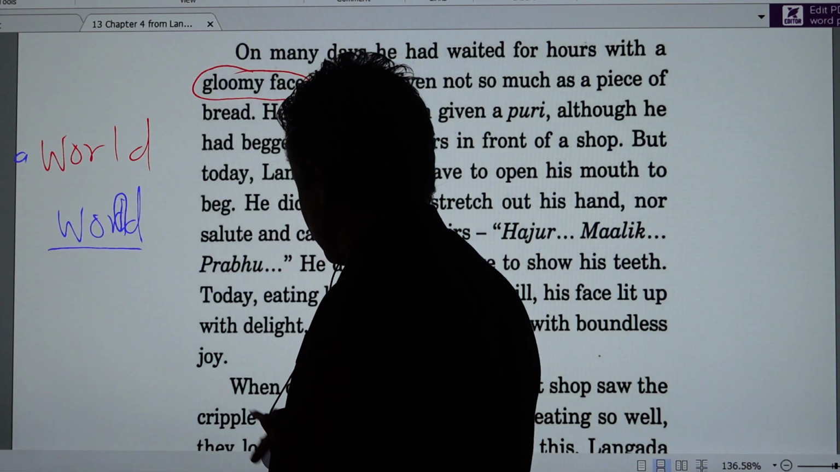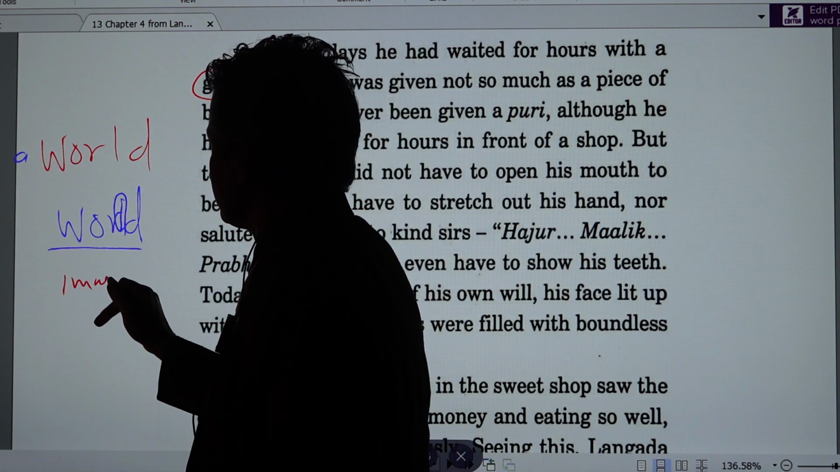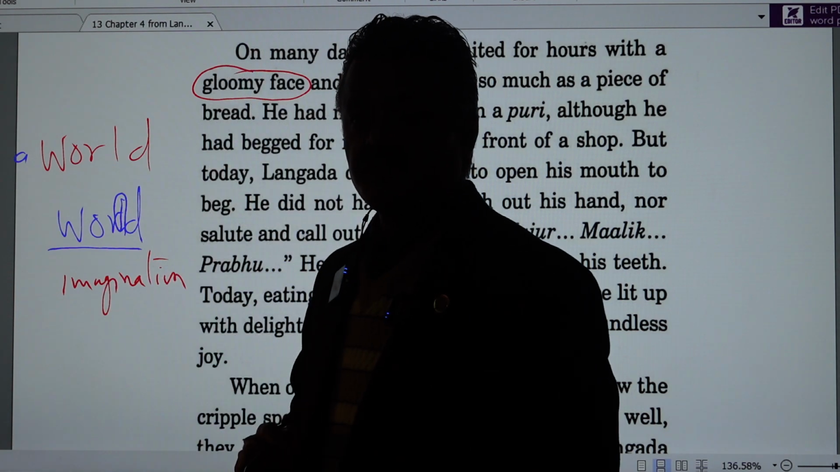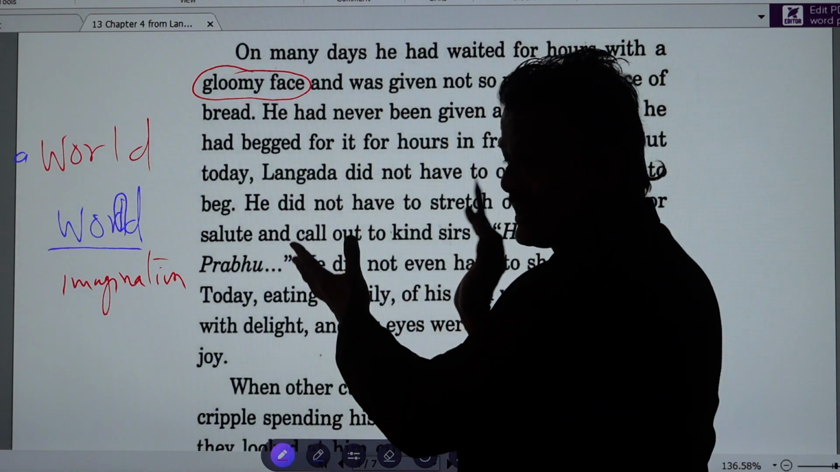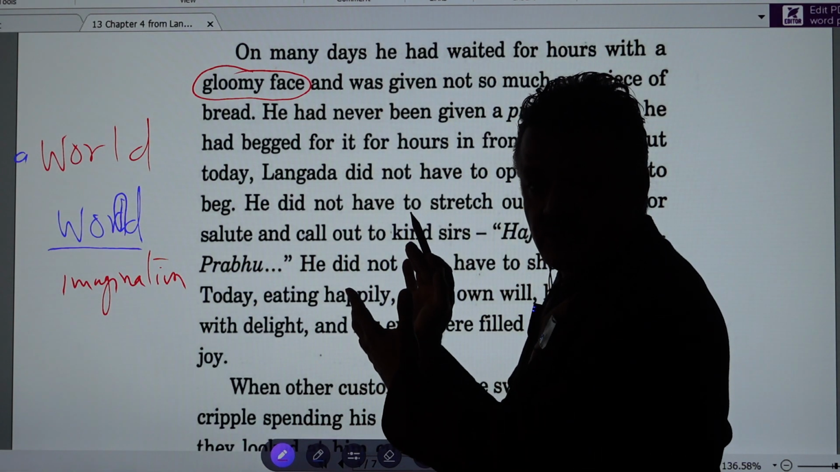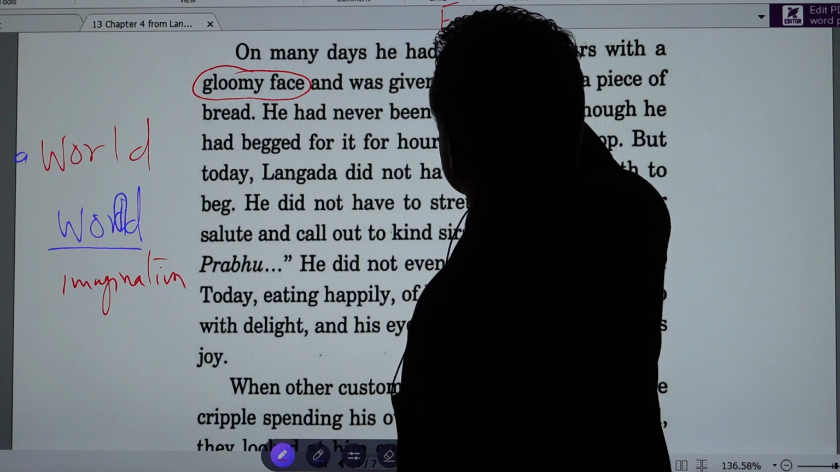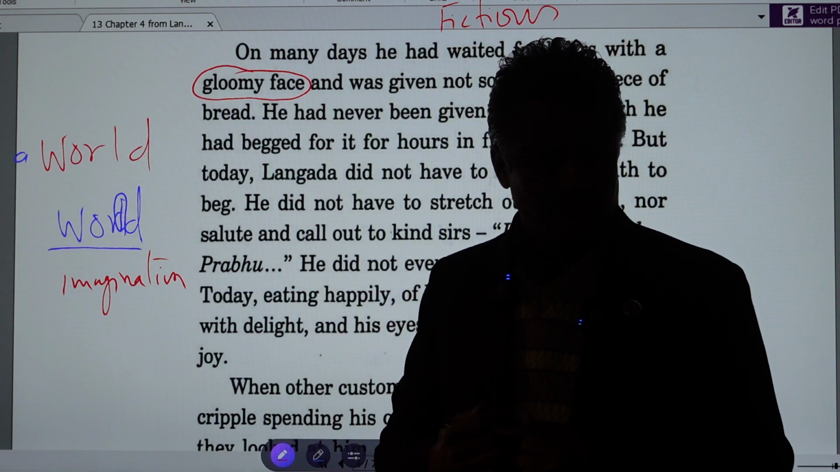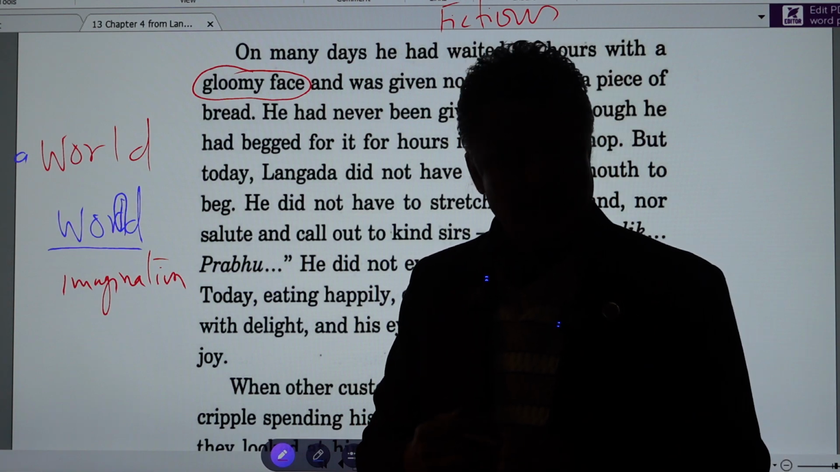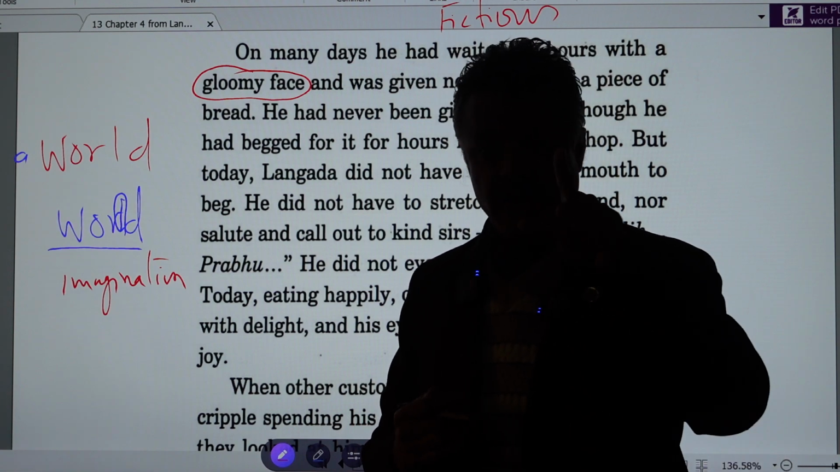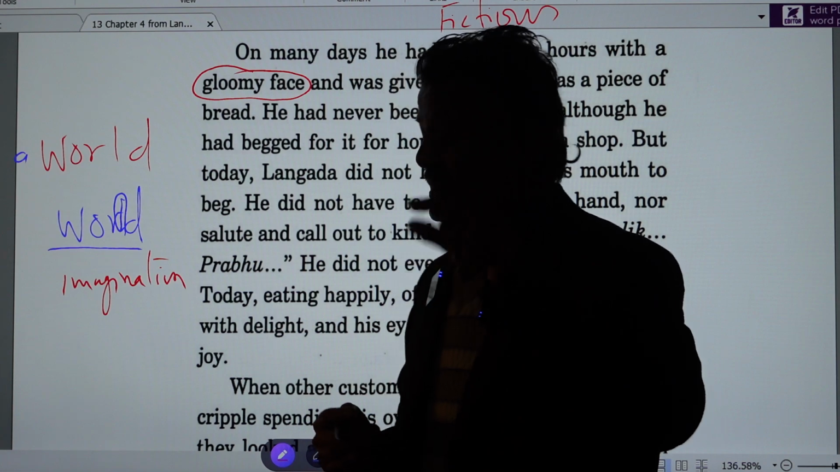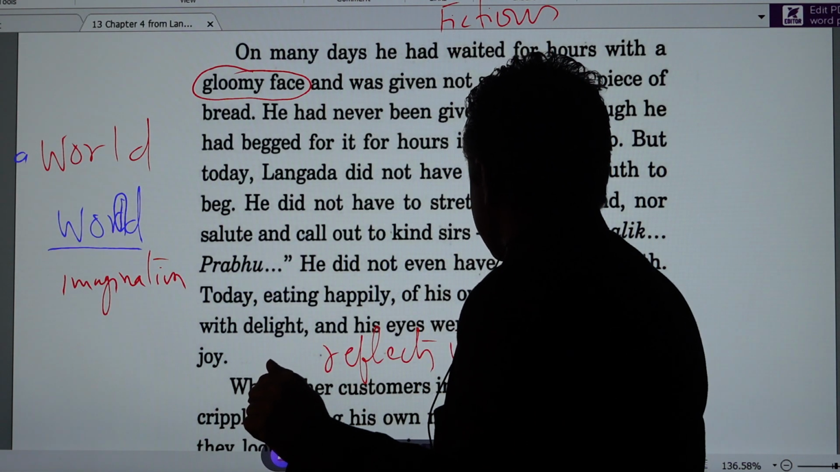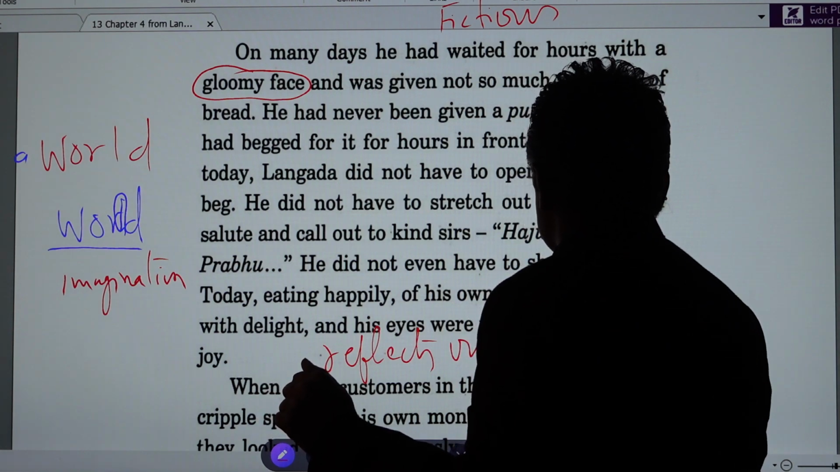Writers use imagination to create this world. So the world here in this story, Langada ko Sathi, is fictitious. It is an imagined world. It is fiction. It is imagination. But it reflects our reality. It reflects our reality.